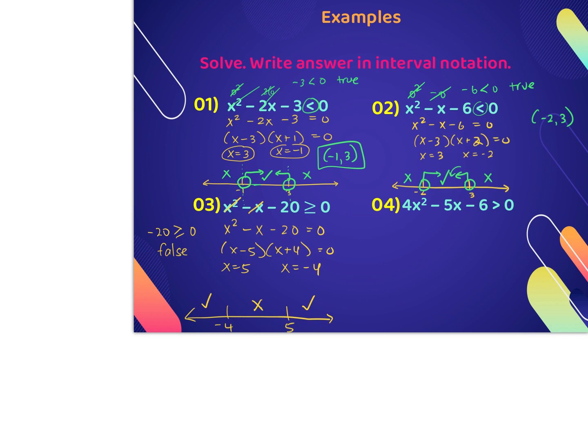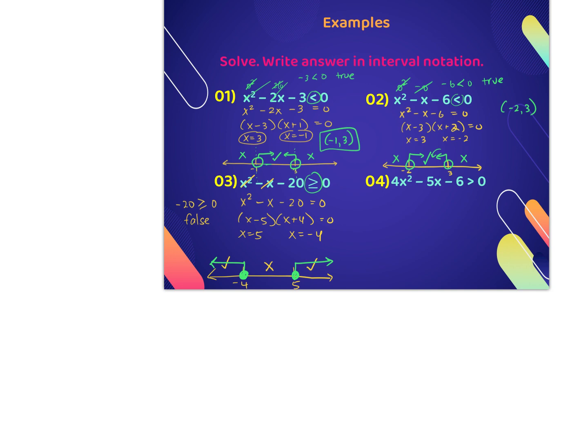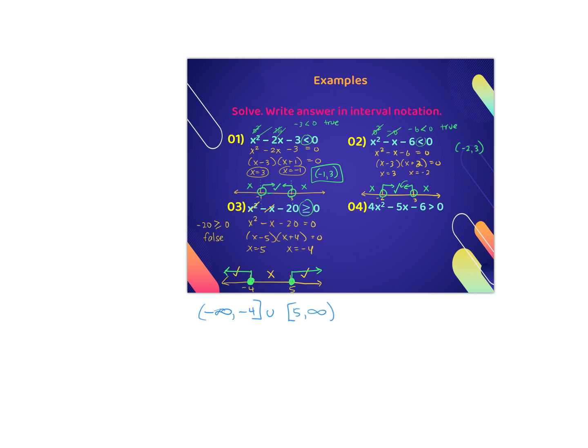Now, because this is a greater than or equal to, I know I'm going to have a filled in circle, right? And it's going to go that way. And I'm going to have a filled in circle here, and it's going to go to the right, to the areas that I checked off. So my solution to this problem in interval notation is going to be, remember, -infinity to -4, bracket, parentheses, union, right? And then it's going to be 5 to +infinity, bracket, parentheses. And so that's the answer in interval notation for that problem.